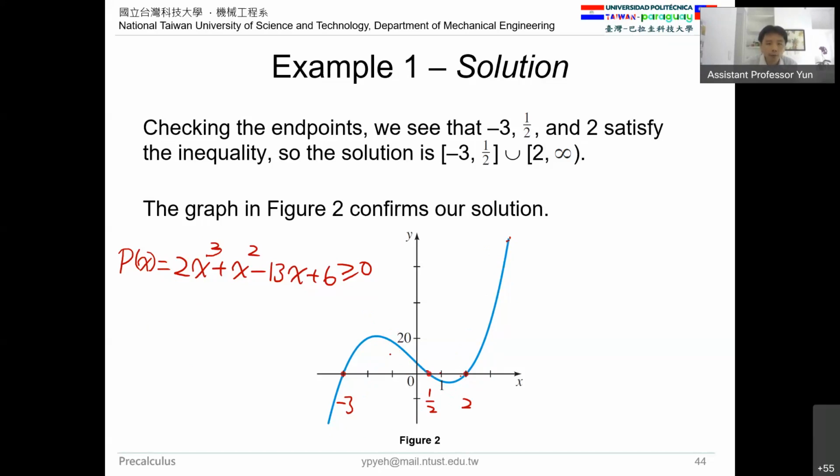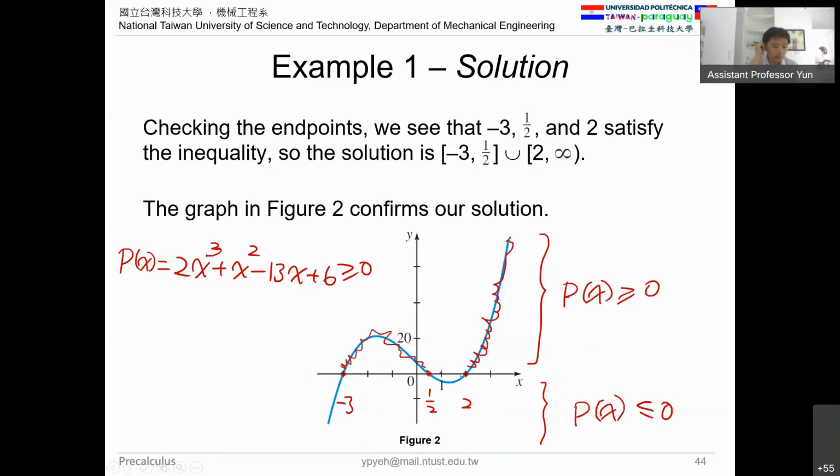So after we figure out this function, if we are looking for p of x larger than 0, then we just identify the region where p of x is larger than or equal to 0. If you are looking for p of x smaller than or equal to 0, then you will identify those regions. But it depends on you, on how you define this function. Okay, so that's the example of polynomial inequalities.